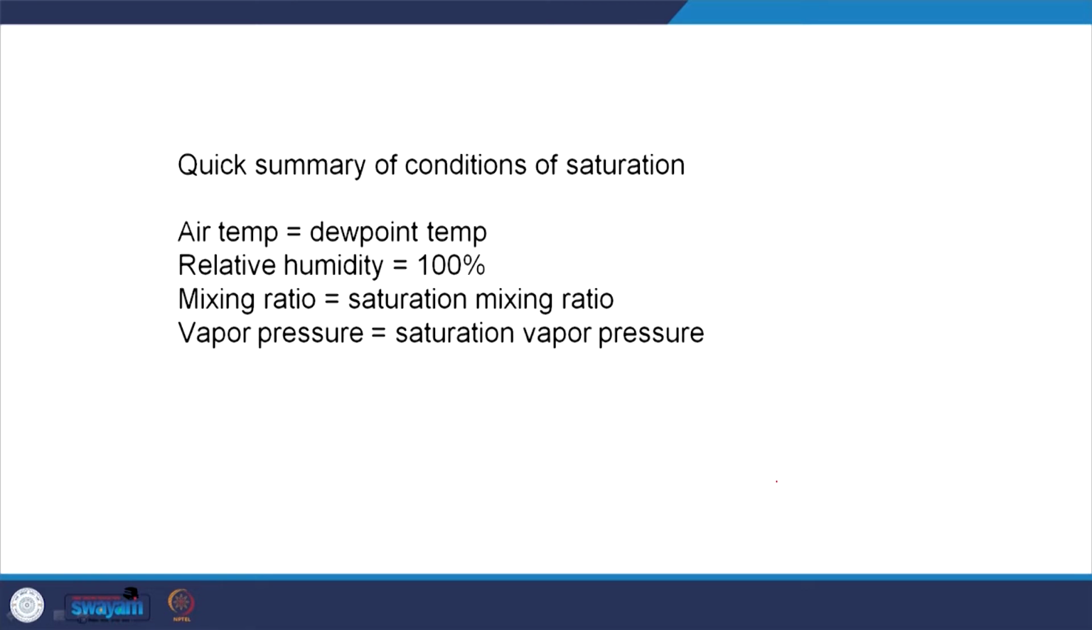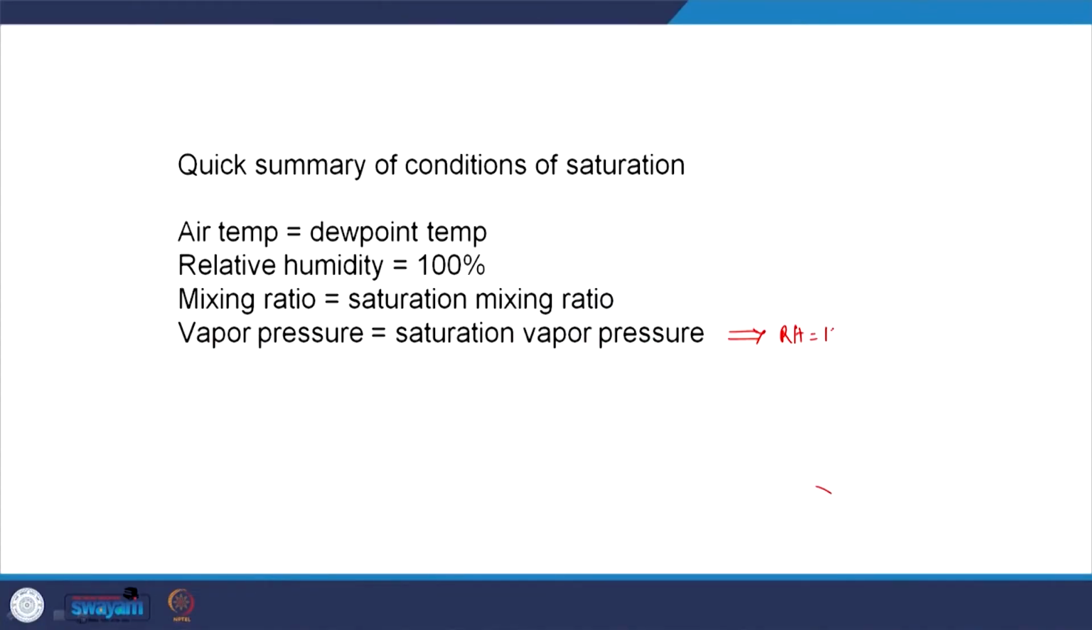Now, to recap the points we have learned about saturation and various humidity variables: when the air temperature is equal to the dew point temperature, we say that the relative humidity is 100%. In terms of mixing ratio, when the existing mixing ratio of an air parcel becomes equal to the saturation mixing ratio, we also say that the relative humidity is 100%. And when the vapor pressure of the air parcel becomes equal to the saturation vapor pressure, then also the relative humidity should be 100%.